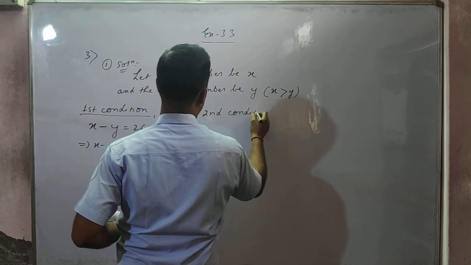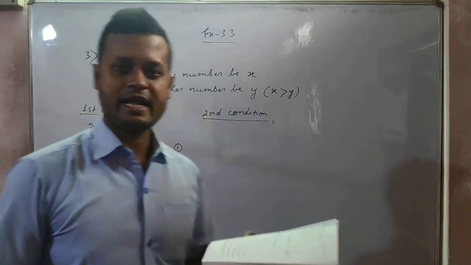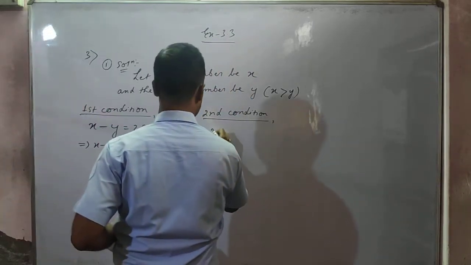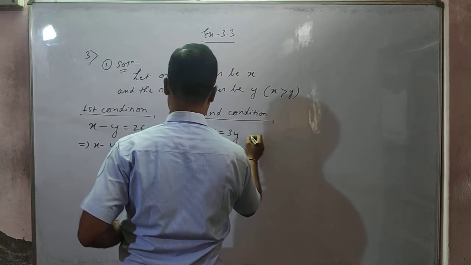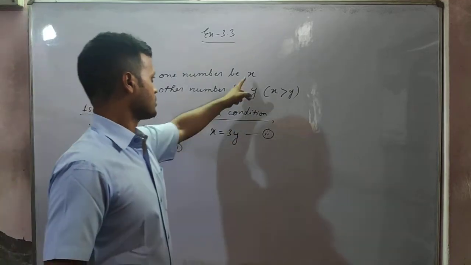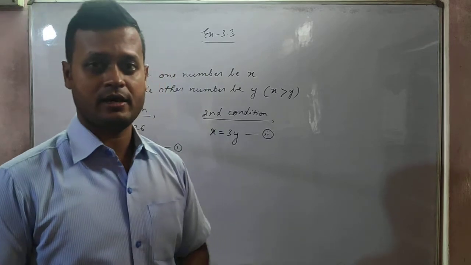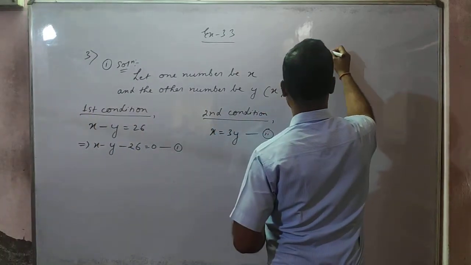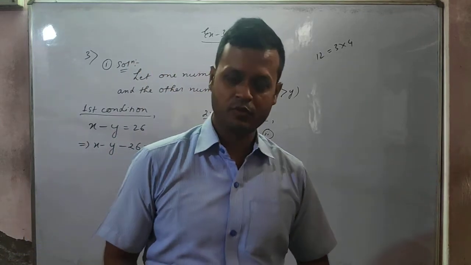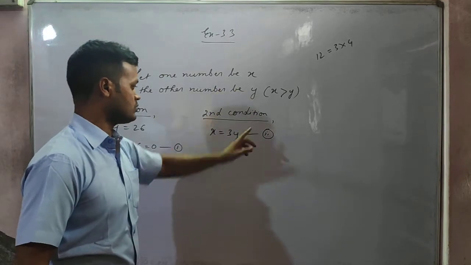Second condition, one number is 3 times the other. That means x is equal to 3y. Like 12 is 3 times of 4. Understood? 12 is 3 times of 4, because 12 is equal to 3 into 4, just like that. So x is equal to 3y.